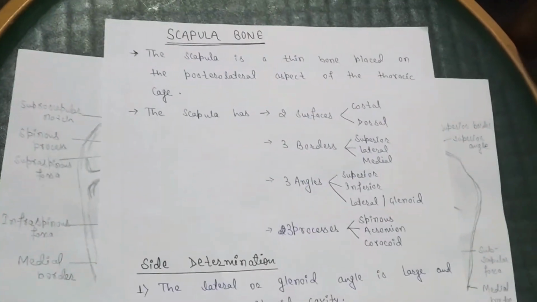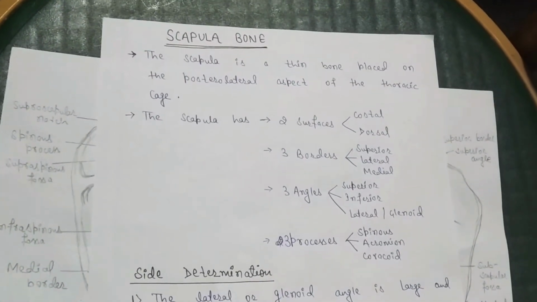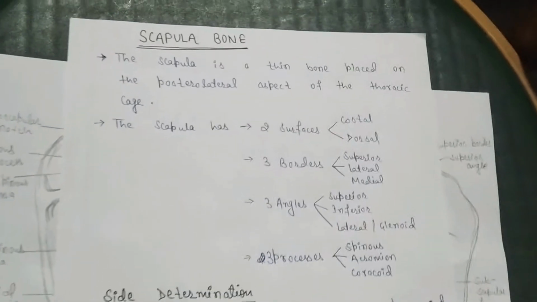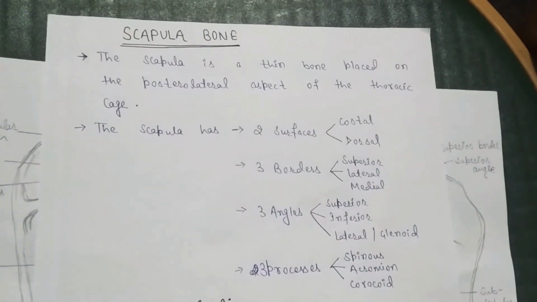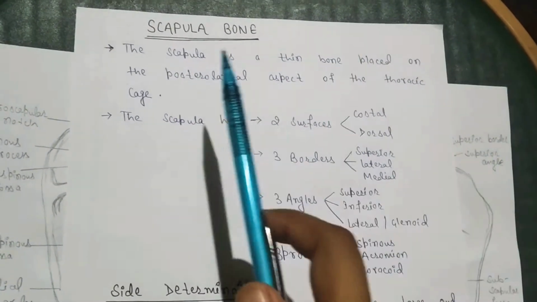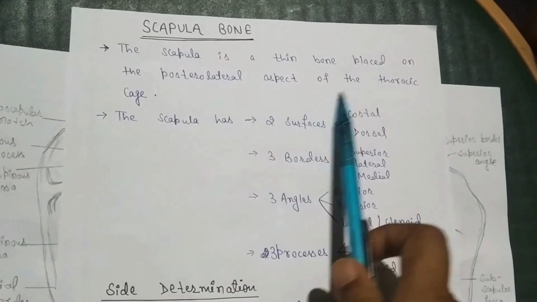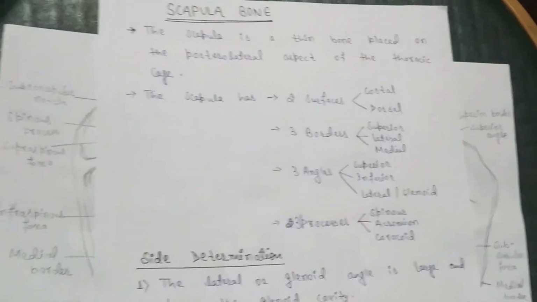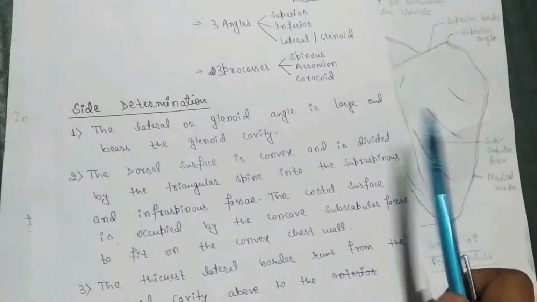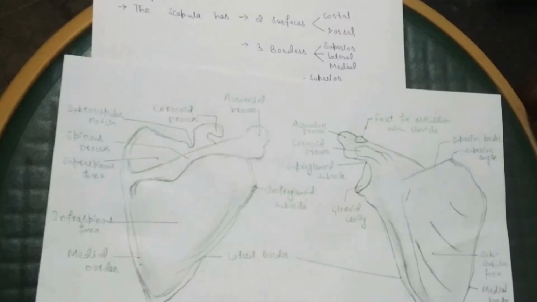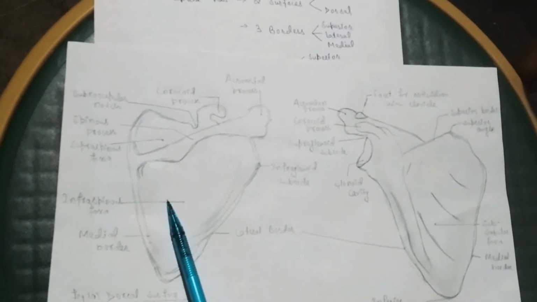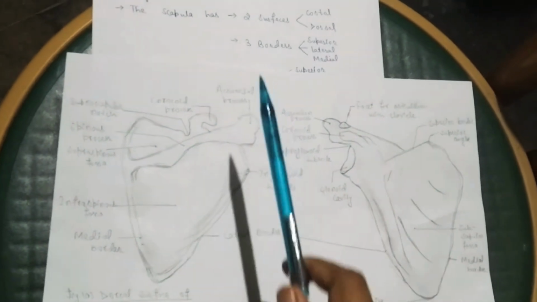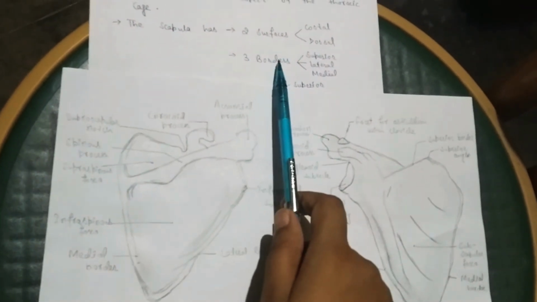First of all, we know that the scapula bone is also known as the shoulder blade. The scapula is a thin bone placed on the posterolateral aspect of the thoracic cage, and the scapula has two surfaces. We can see clearly in this diagram, this is the dorsal surface and this is the costal surface. And the scapula has three borders.